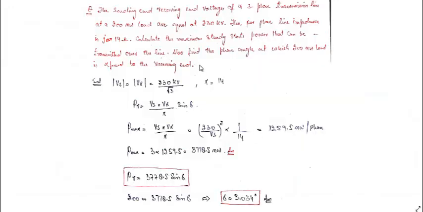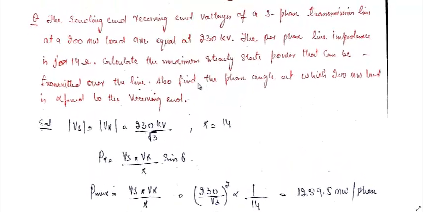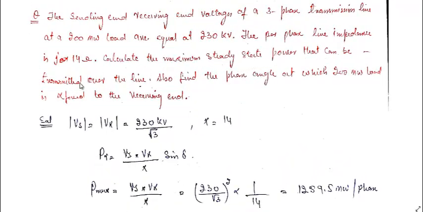So let's try to do one simple numerical. The sending and receiving voltage of a three-phase transmission line at 200 megawatt load are equal to 230 kilovolt. That means E is equal to 230 kilovolt, V is also equal to 230 kilovolt, that is line to line voltage. The per phase line impedance is j14 ohm. Since it is j14 ohm, that means resistance is neglected. Calculate the maximum steady state power that can be transmitted over the line. Also find the phase angle at which the 200 megawatt load is transferred to the receiving end.